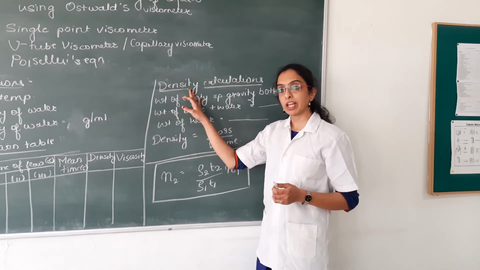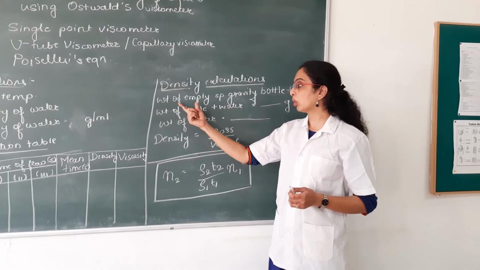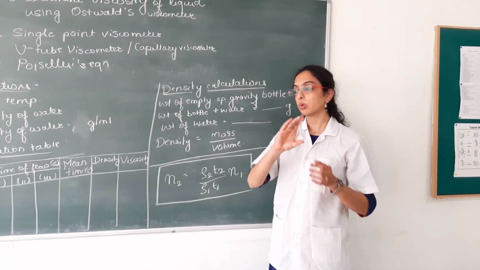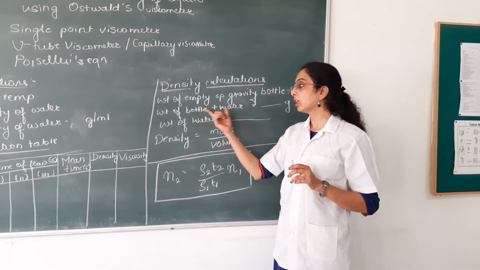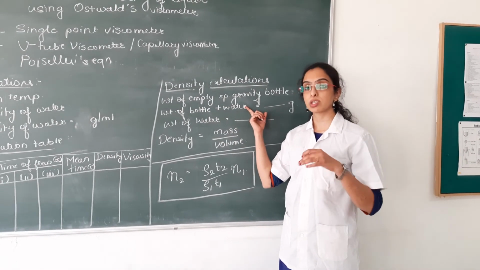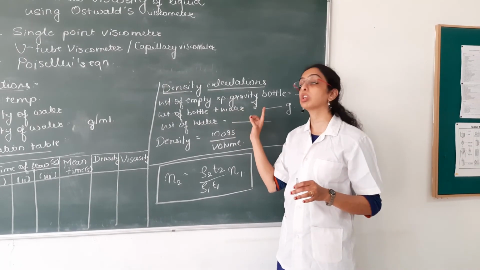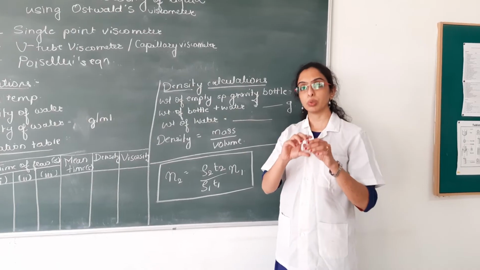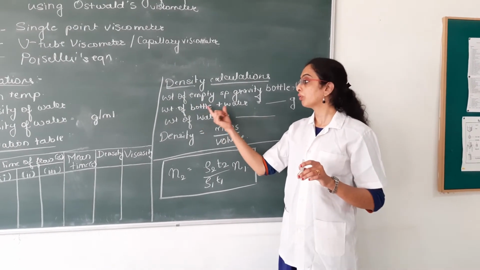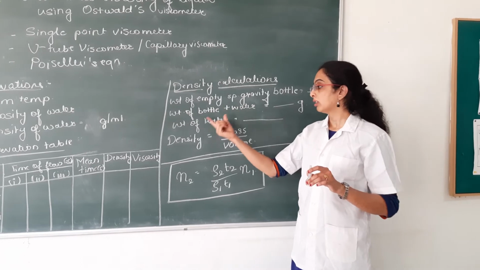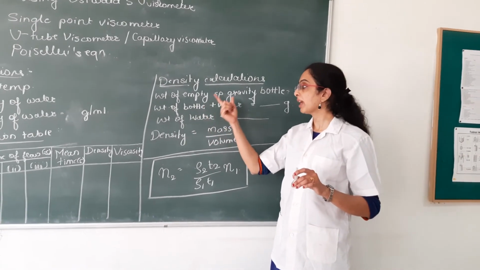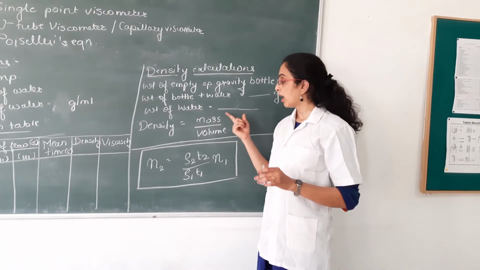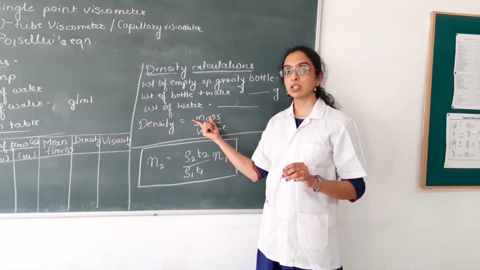So for density calculation, first you have to write down the weight of the empty specific gravity bottle, that is this. Okay. Then you have to add whatever fluid whose density is to be determined. First we are going to determine the density of the water. So we'll fill this bottle with the fluid and then determine the weight of the bottle plus water. Then after that we will subtract this value from this, so you will get the actual weight of the water, and then we will determine the density.